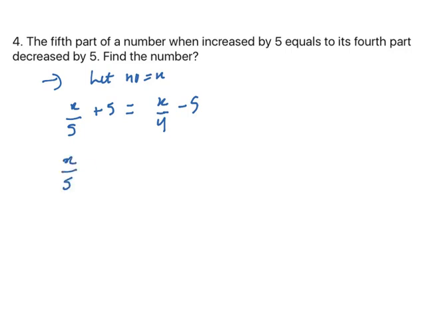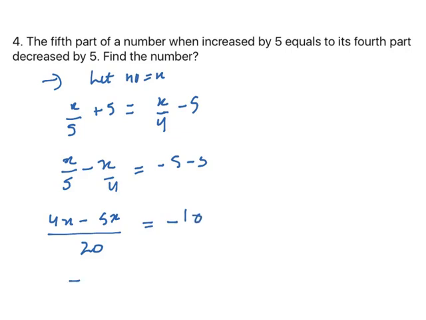So x by 5 minus x by 4 equals minus 5 minus 5. We will take the LCM, which will be 20. So here we will get 4x minus 5x divided by 20, as we have to make the denominator the same. Here we will have minus 10. So we get minus x by 20 equals minus 10.